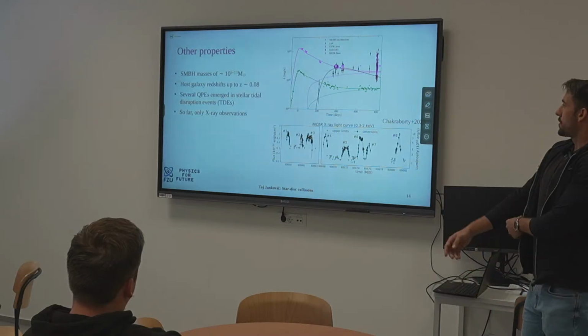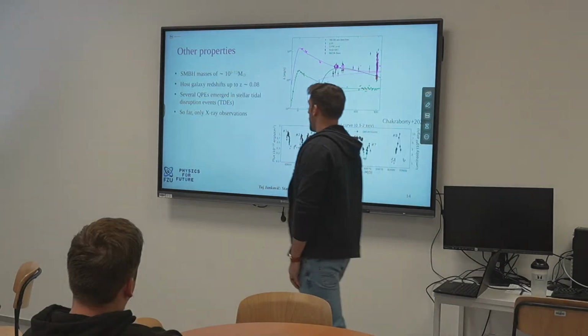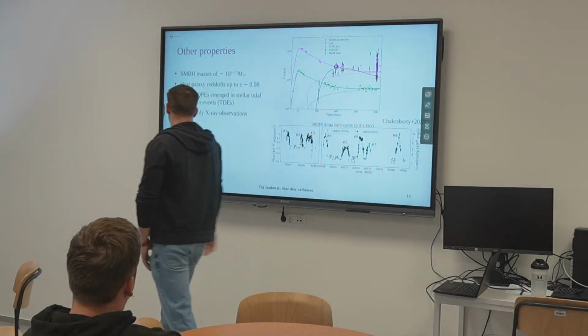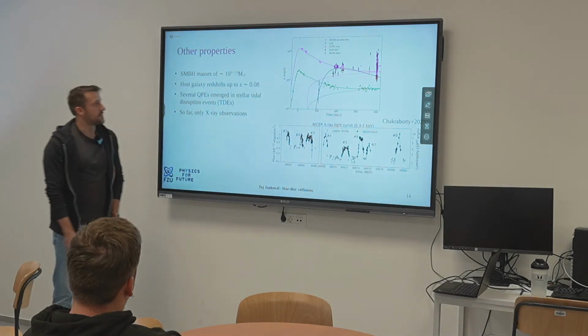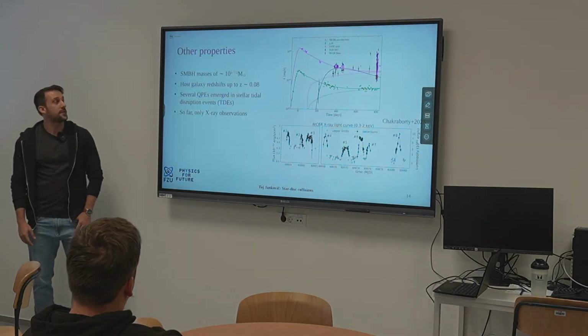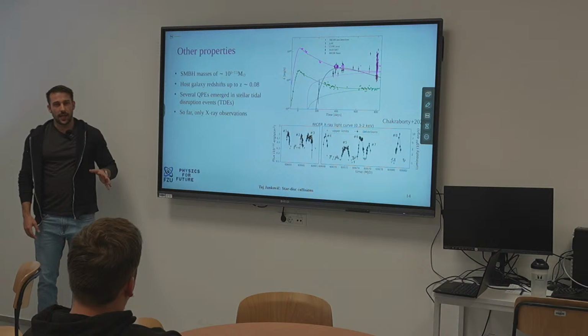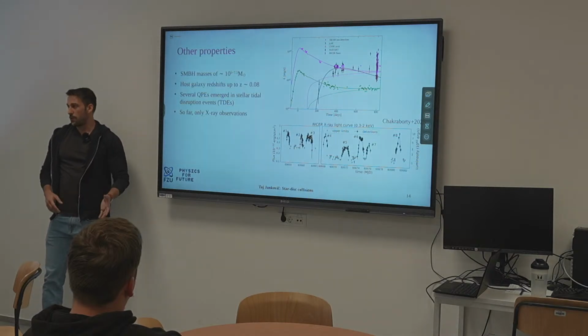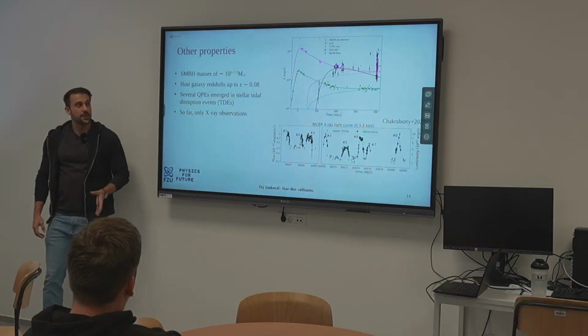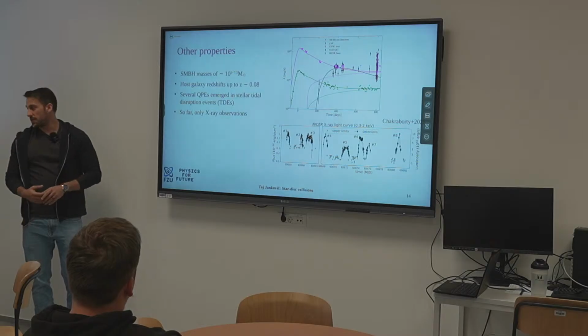QPEs were detected in galaxies with supermassive black hole masses between 10^5 and 10^7 solar masses with redshifts up to 0.08. And what's also interesting is that 2 of these QPEs were detected in a galaxy where recently also a TDE, a stellar tidal disruption event, occurred. So this is also hinting that there might be some relation between TDEs and QPEs.